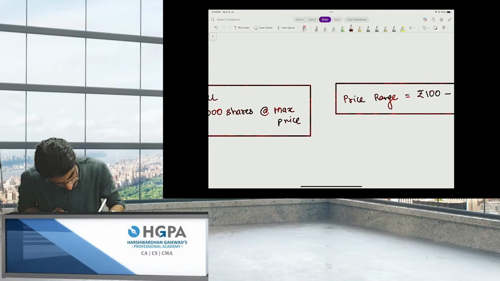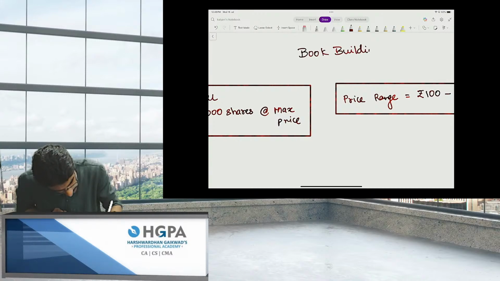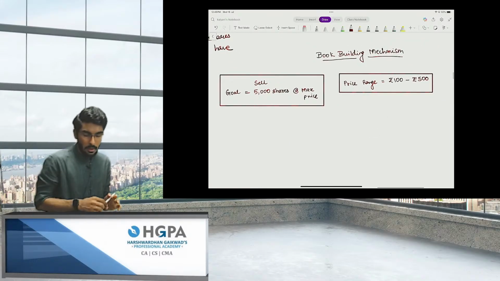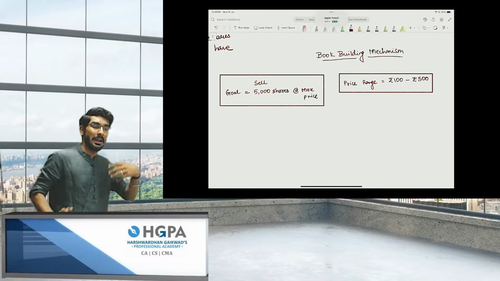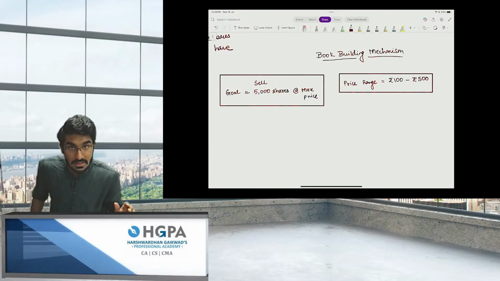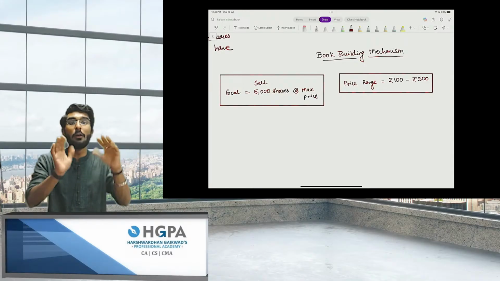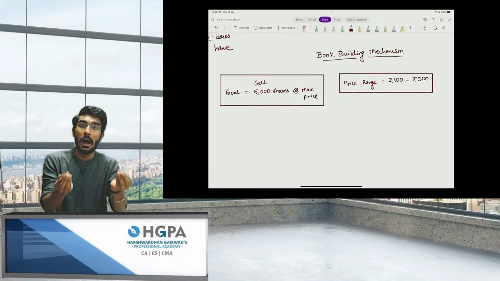Let's write it down, heading, people. Book building mechanism. Now people, I told you book building mechanism is a way of asking the investor itself that for how much are you willing to buy shares?